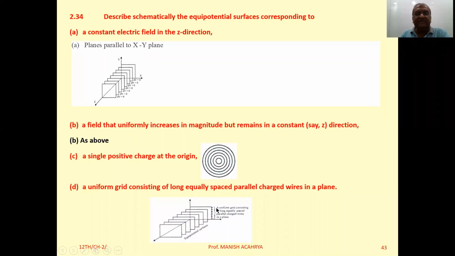Okay. Then D, a uniform grid consisting of long equally spaced parallel charged wires in a plane. So here suppose in this particular plane, the grid of the wires is represented by the last one in the figure. The electric field is perpendicular to these wires. So if we think about the equipotential surfaces, equipotential surfaces are perpendicular to the electric field. It implies that in this particular case, the equipotential surfaces will be parallel to the plane of the charged wires. Clear?